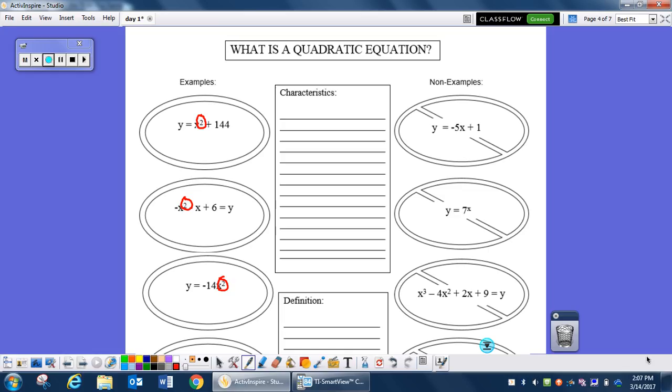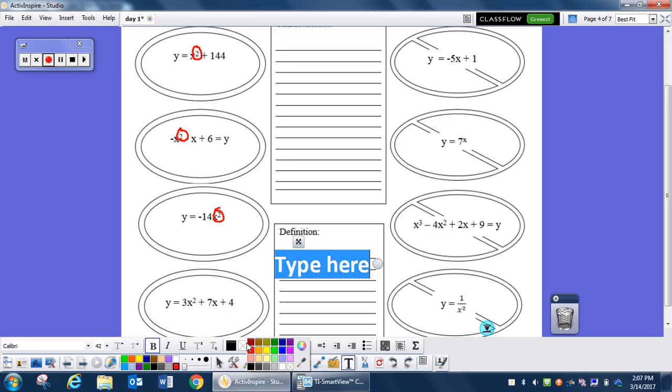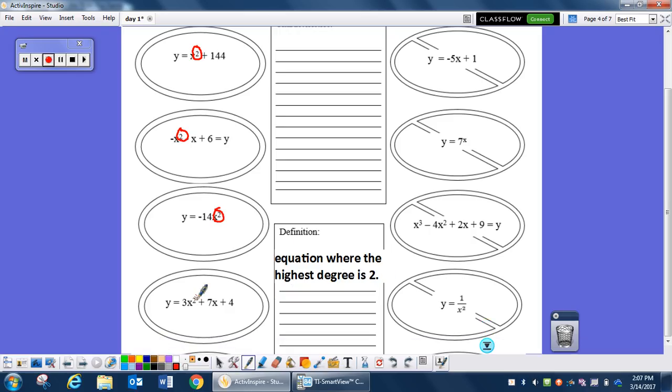So in your definition, you could write something like, I'm going to have to make the font much smaller. Okay, so it's an equation where the highest degree is 2. So highest degree means the biggest exponent it has is the 2. Okay, so you can see on this side you have a degree of 1, degree of 3, and this is actually a negative 2 if you were to put it up.